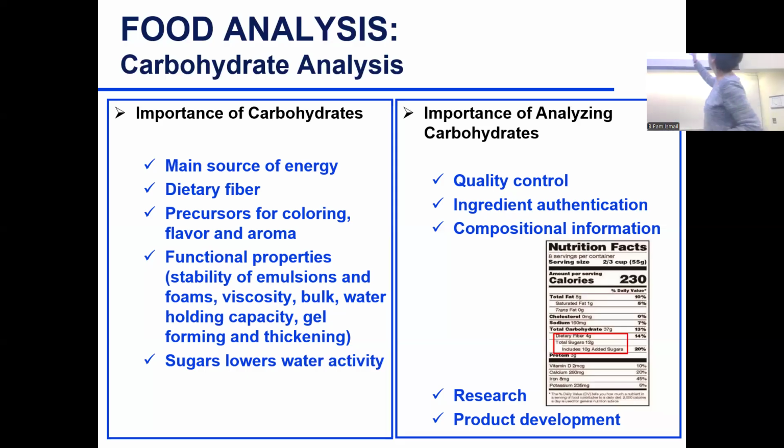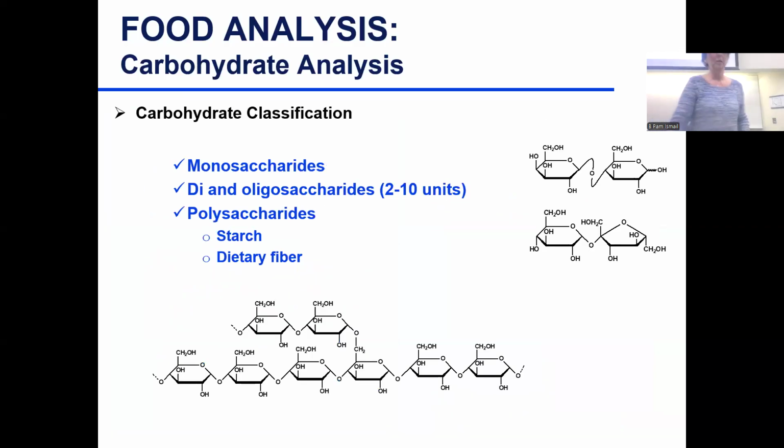There you go, the nutrition label, the different components. All right, a very, very brief classification of carbohydrate. Monosaccharides, di- and oligosaccharides, then the polysaccharides: starch, dietary fiber, with the exception of lignin. Lignin is not a polysaccharide.